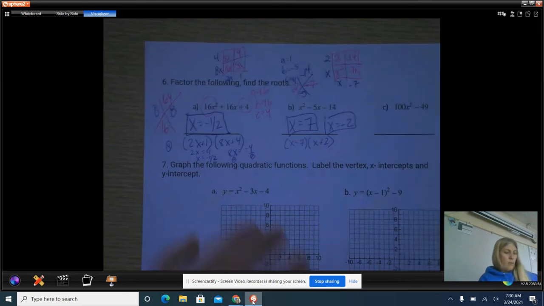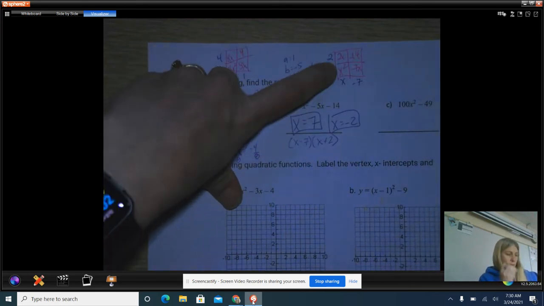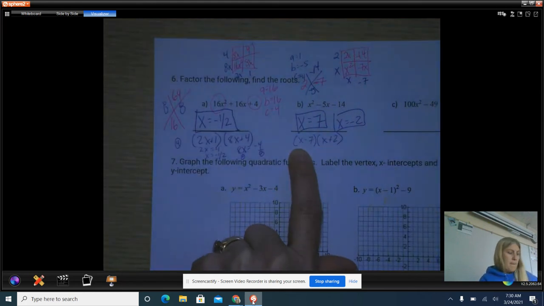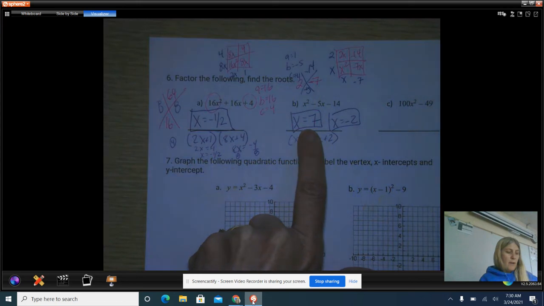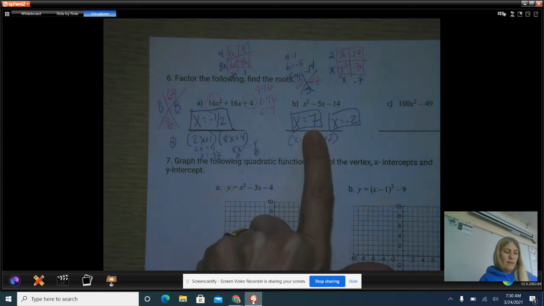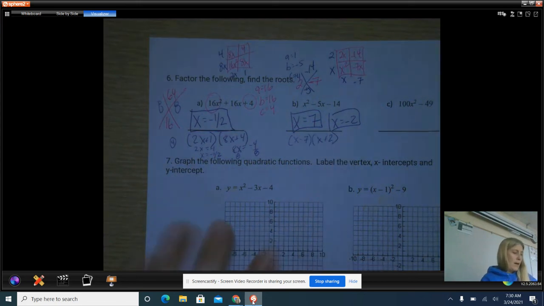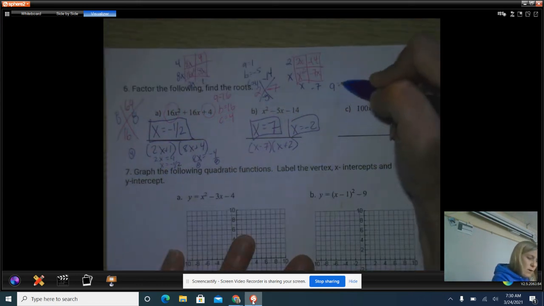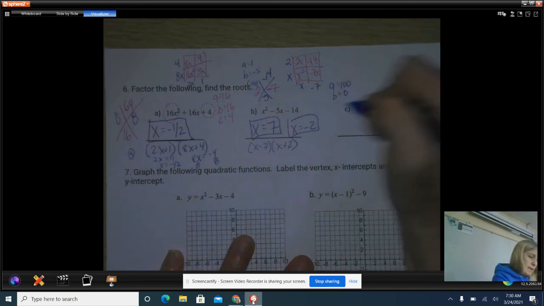So 1 point for your diamond, 2nd point for here, 3rd point for your product form, and then your 4th and 5th point. So this one's worth 5 because we had 2 roots. Okay. Our last one here, we have an A of 100, a B of 0 because there is no x, and a C of -49.